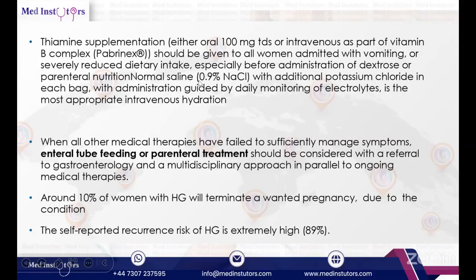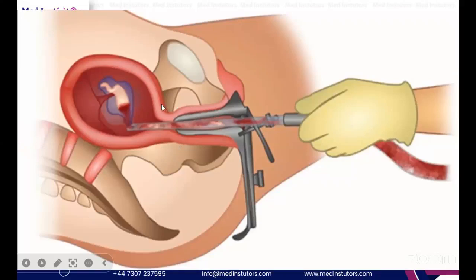The ideal fluid is 0.9% saline with added potassium chloride. When all other medical therapies have failed or been insufficient, this is the last resort, and we can do parenteral treatment. For parenteral treatment, we have to take a multidisciplinary approach. We have to involve the gastroenterologist and continue the ongoing management. Around 10% of women with hyperemesis gravidarum will terminate a wanted pregnancy due to this condition, with a self-reported risk of 89%. Termination is not usually advised, and is advised only in those cases where the treatment is not effective and refractory vomiting is there.